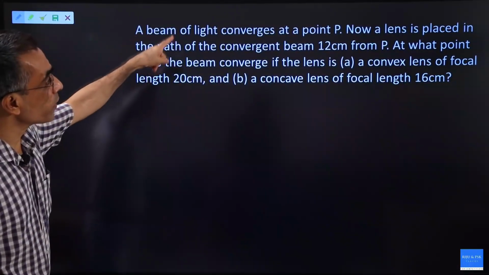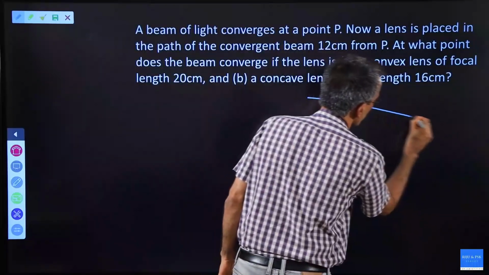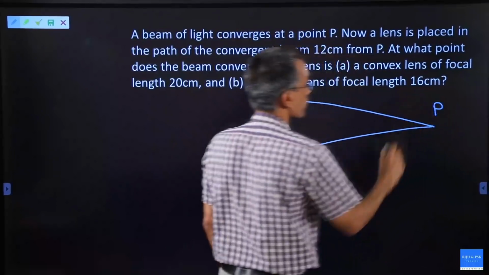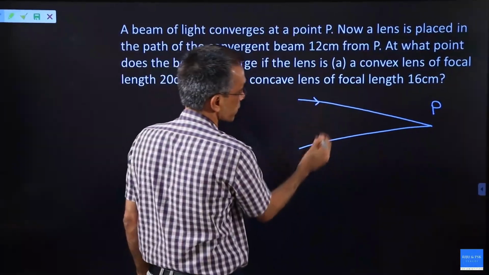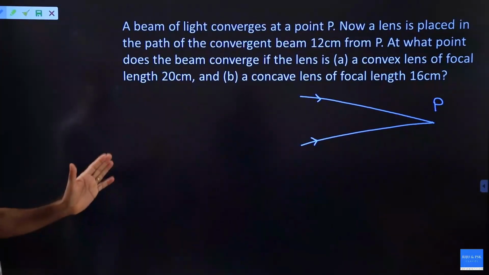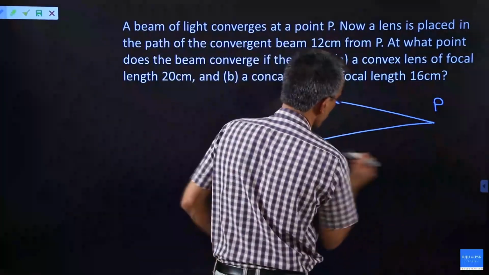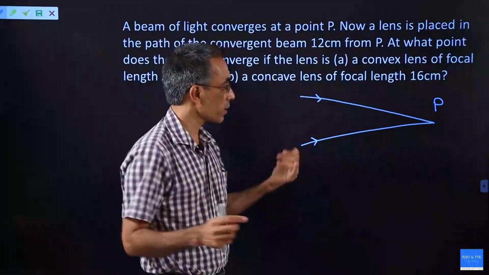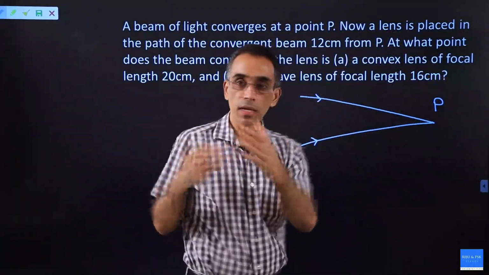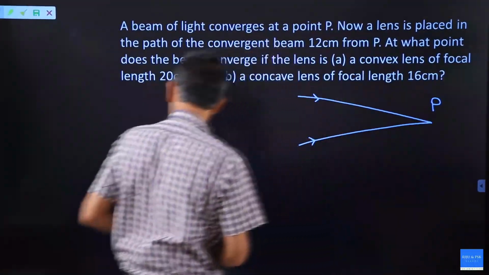There is a beam of light converging to a point P. So you have a beam of light converging to a certain point, like this point is P. This is light converging. Now a lens is placed in the path of the convergent beam 12 centimeter from P. So from P in the path of the light, confusion can come, where is this point P, is it on this side or that side? The light is coming like this, so in the path you place the lens somewhere here.